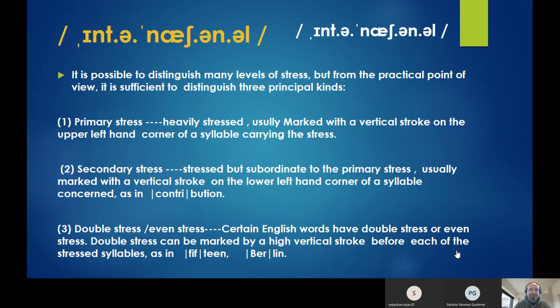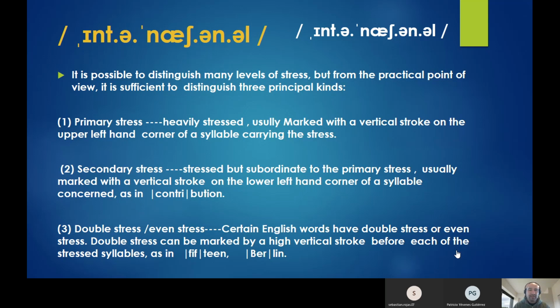For example, I'm thinking about other words. Can you think about words that have prefixes that change the meaning of the word?